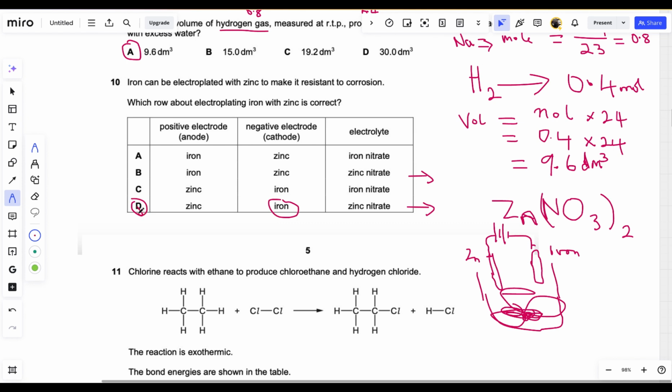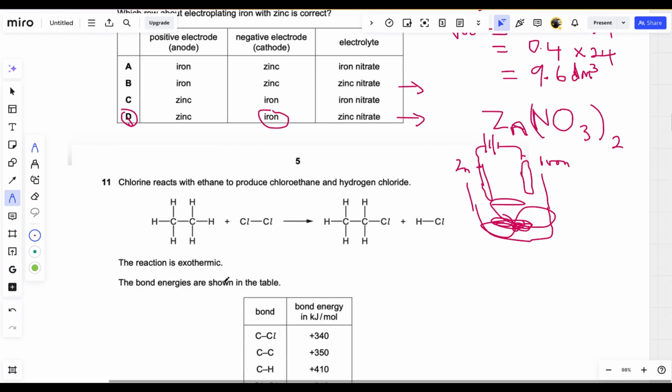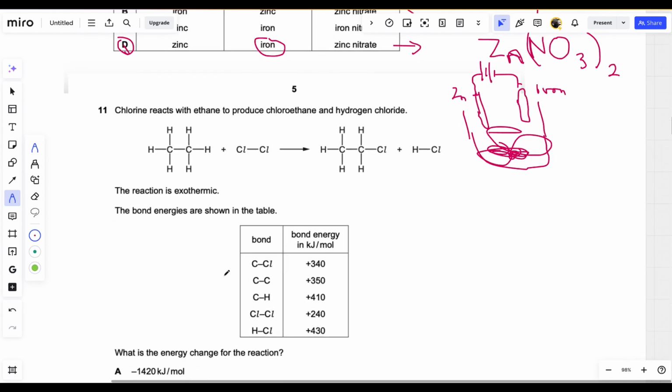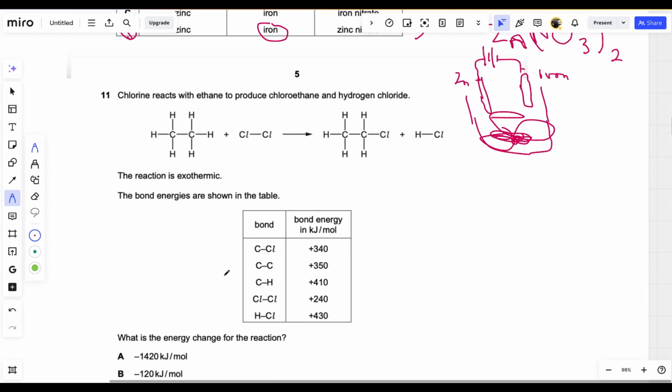To save time, because we spent too much time on that question, let's see the next one, question 11. Chlorine reacts with ethane to produce chloroethane and hydrogen chloride. This is a substitution reaction. Chlorine is like this, Cl2.